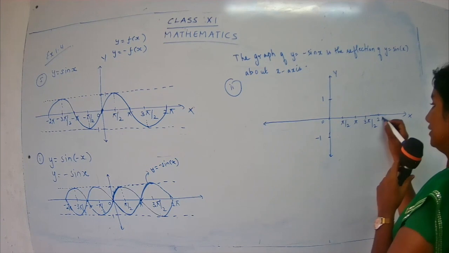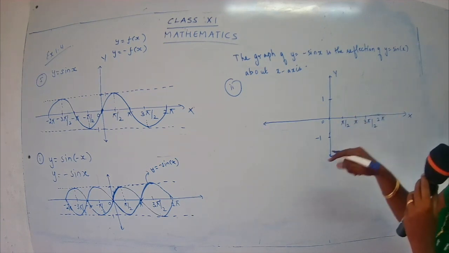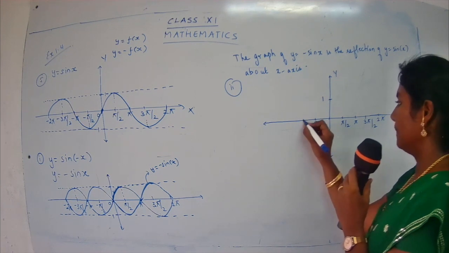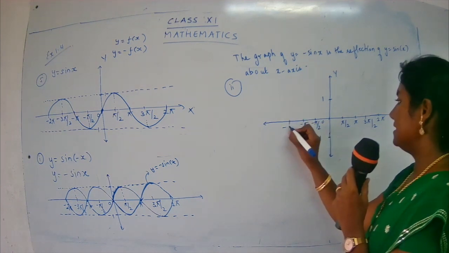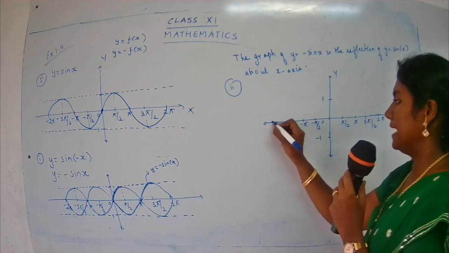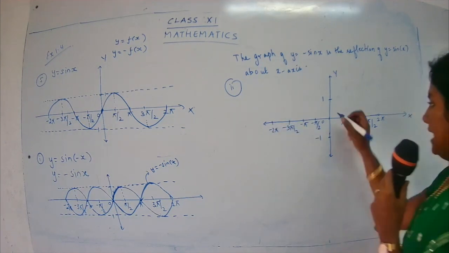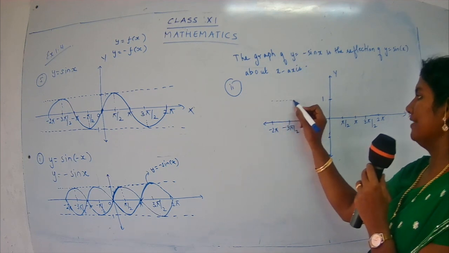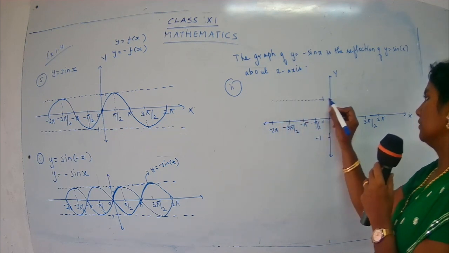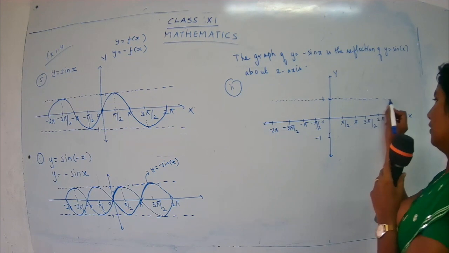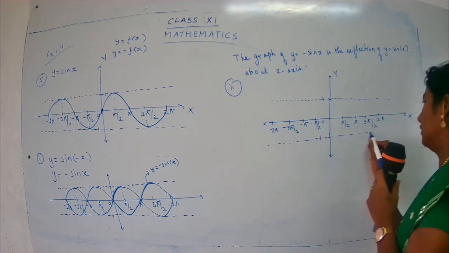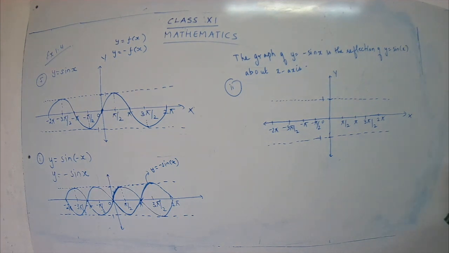Give a proper spacing so that the curve will look neat, the waves will look neat, and you get a proper wave. Minus pi by 2, minus pi, minus 3 pi by 2, minus 2 pi. I'll also draw the dotted lines so that I will get a proper peak. Here again I am going to plot the point. I have just plotted the dotted lines.